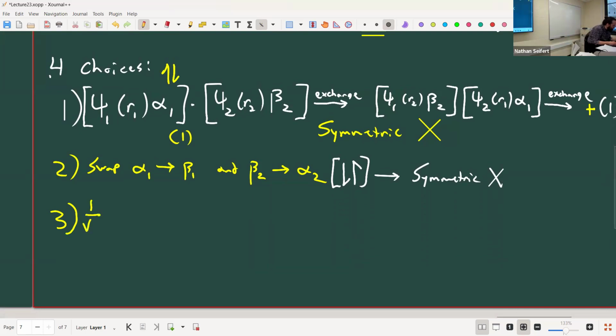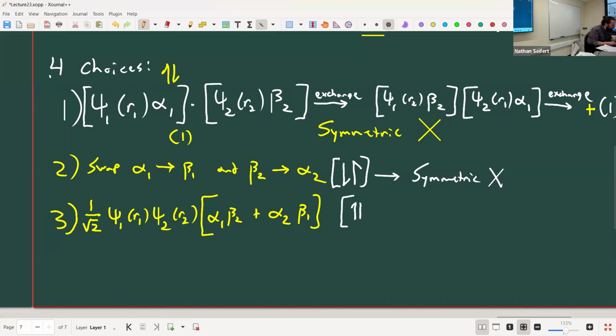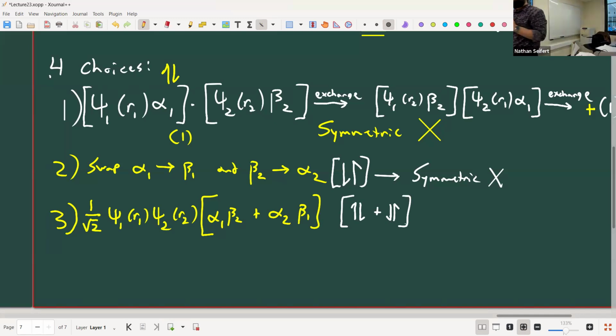Well, we're going to get a factor of 1 over square root of 2 because we're adding two spin wave functions together. We're going to have psi 1(r1), psi 2(r2) times alpha 1 beta 2 plus alpha 2 beta 1. So this wave function is plus up down plus down up. Hey, that's a little better. That looks more quantum mechanical. Still the same problem.